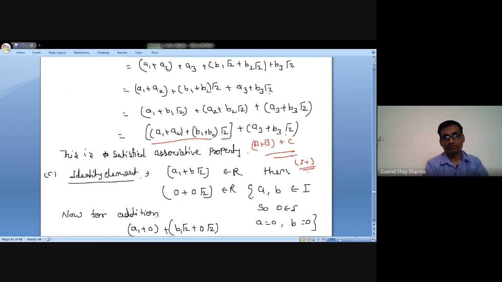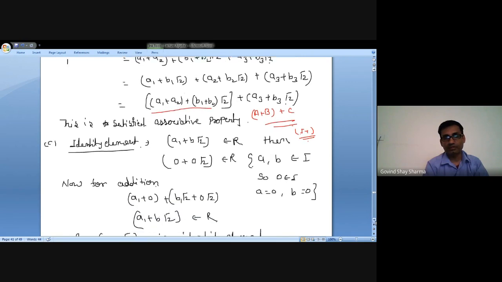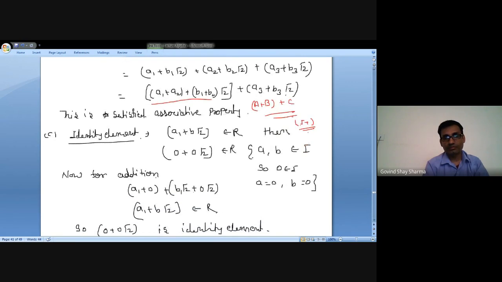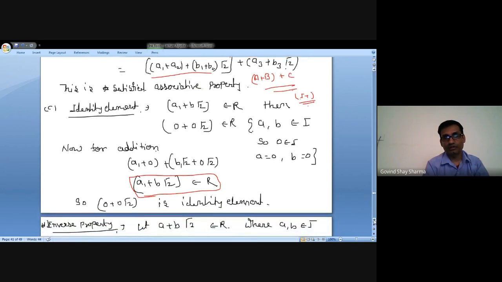So by addition, a plus 0 and b1 plus 0, again we get the same element. So we can say that 0 is the identity.